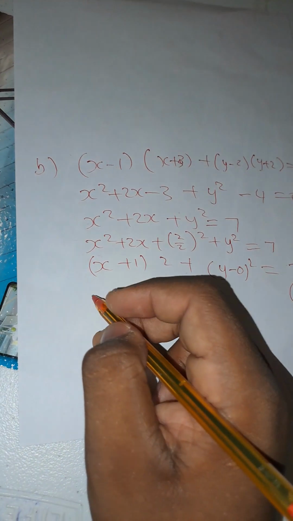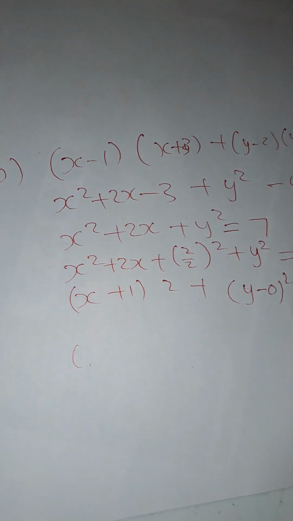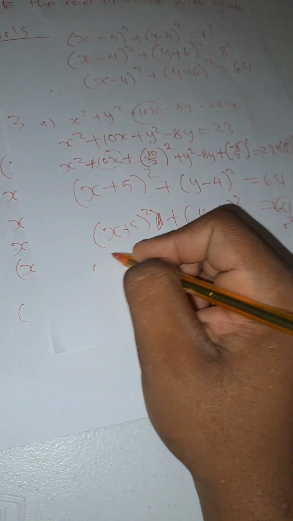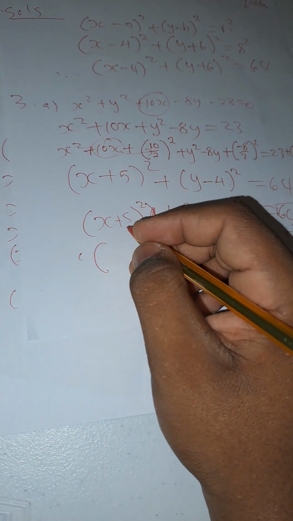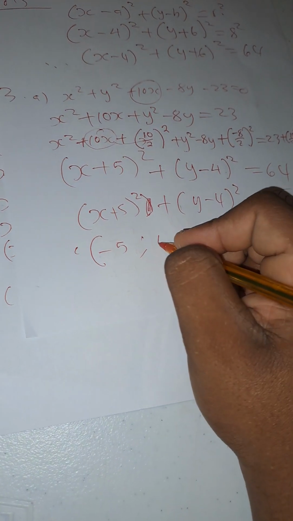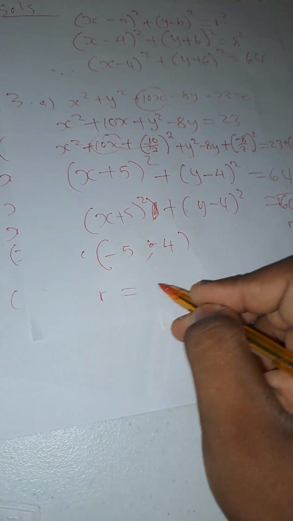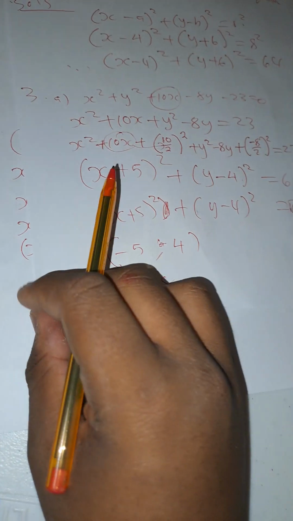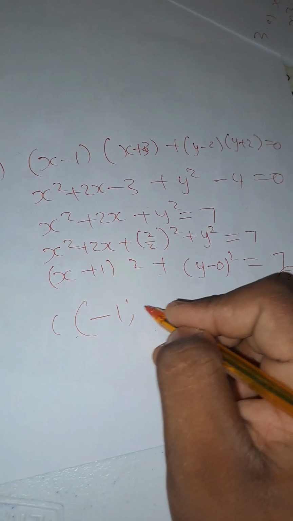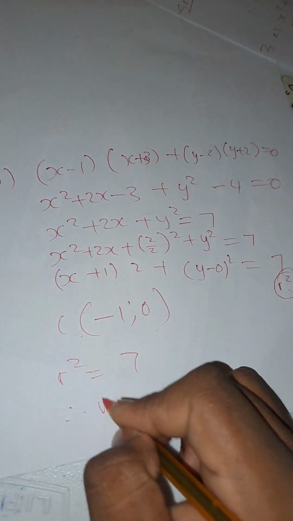Wait guys, I forgot to do something there. I forgot to determine the coordinates. So my coordinates there: minus 5, since it is plus 5, and then 4. The radius is 8, since I said you take the square root and you get 8. And for the last one, my coordinates will be (−1, 0). And then my radius: r² = 7, therefore r = √7.